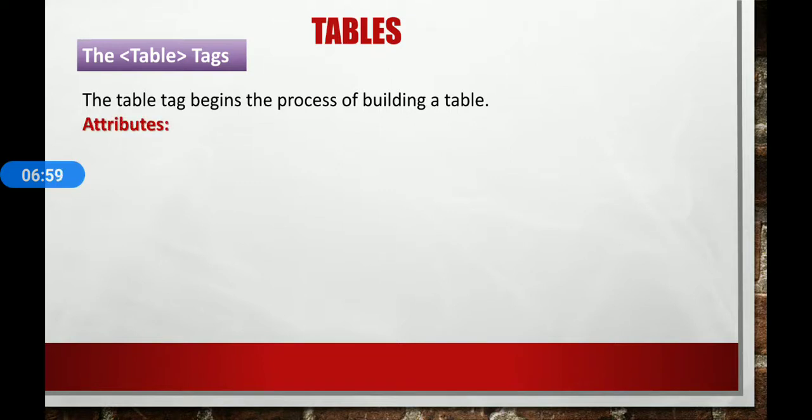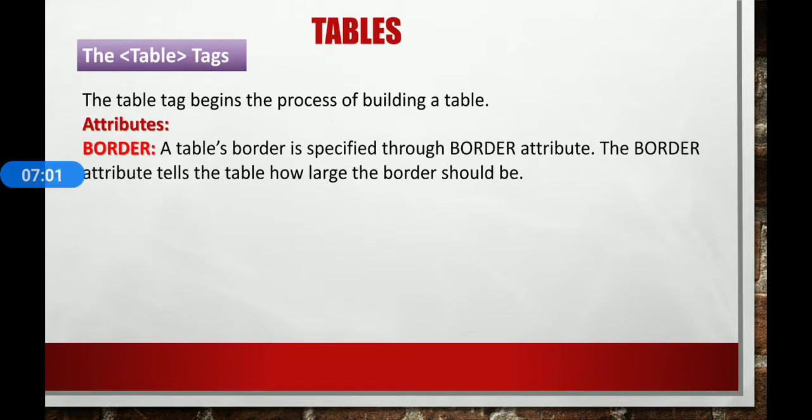So let's start with the table tag. The table tag begins the process of building a table. It already carries a long list of attributes including border, cell padding, cell spacing, width, align, frame, rows. So let's start with the first attribute, border.